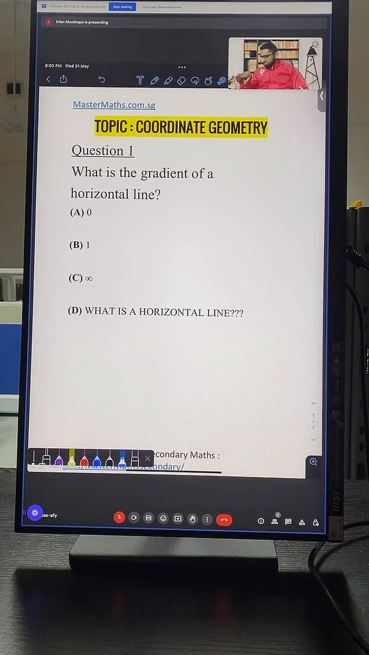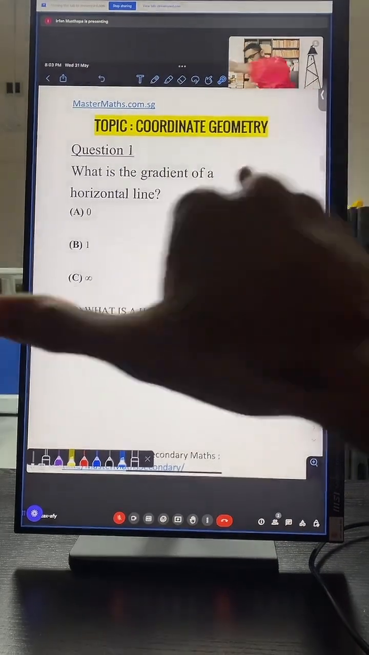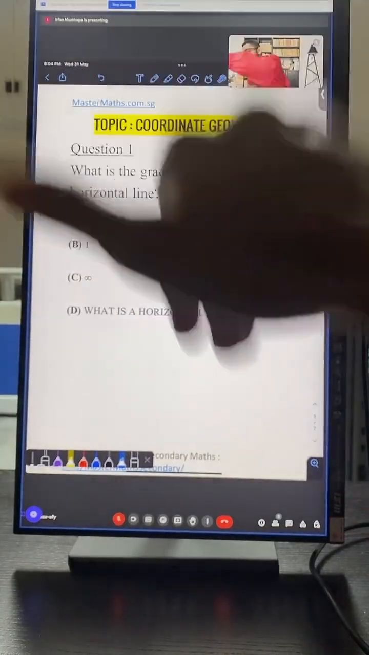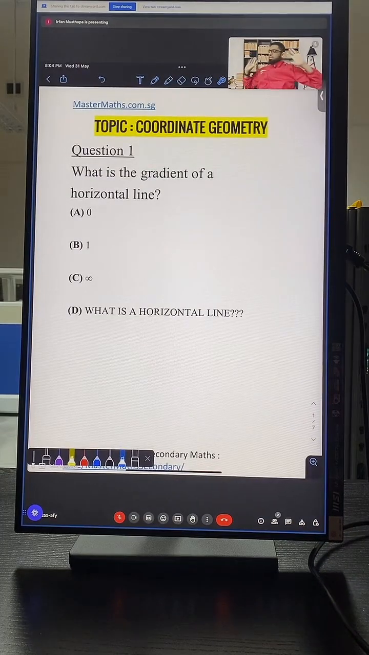A lot of you are saying A, which is 0, the gradient is 0. How long is this session? Approximately 1 hour. We have 6 questions. After the 6th question, you all can have a good night. Alright, so let's go.